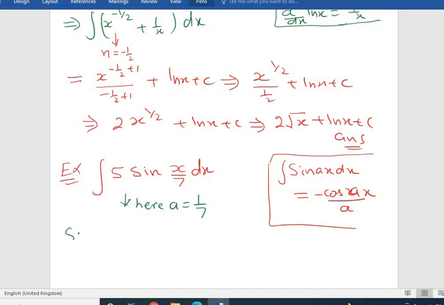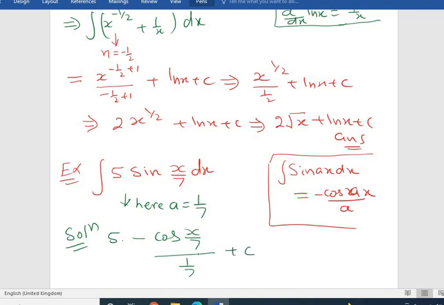So now write the solution directly. 5 into the integration of sine x means minus cosine of ax, meaning this full term, x divided by 7, divided by a, meaning 1 divided by 7, plus c.